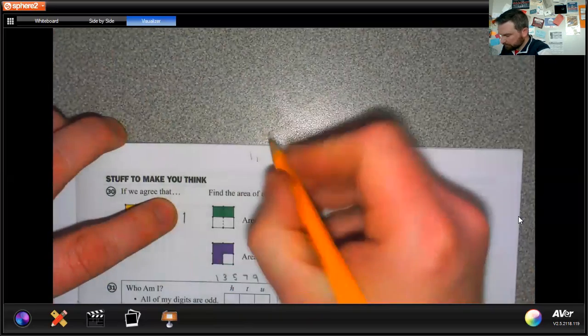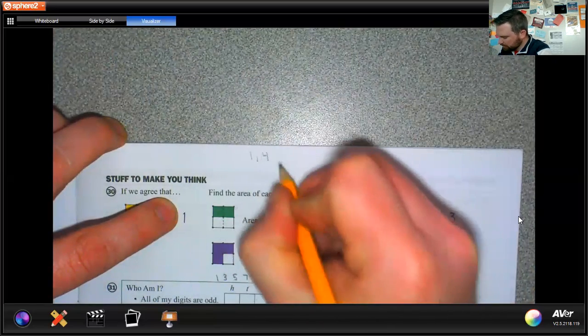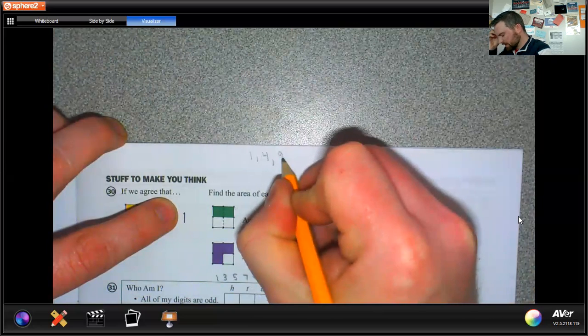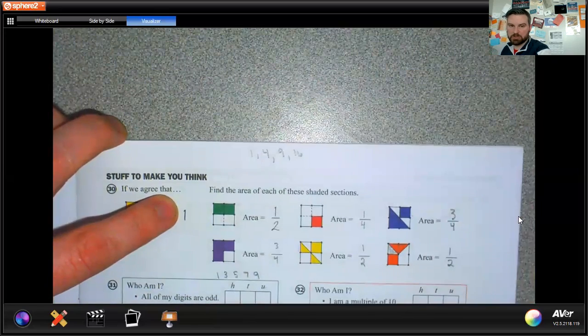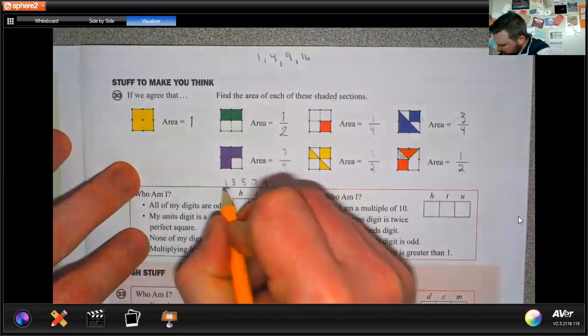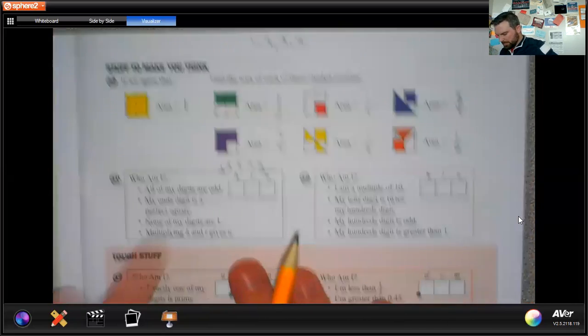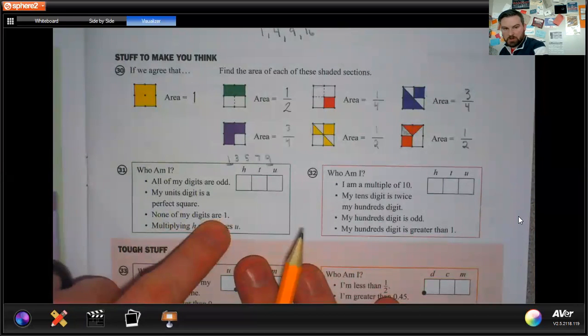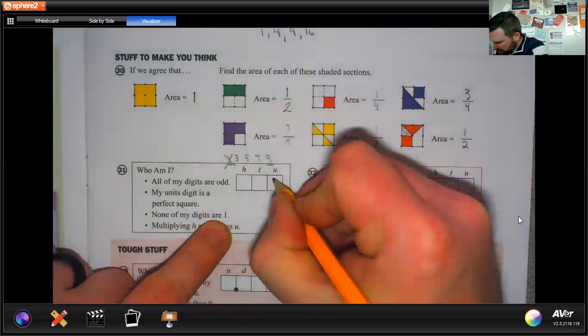1, that's 1 times 1. 4, that's 2 times 2. 9, that's 3 times 3. And then it goes up to 16, which is 4 times 4, and I can't use 16. So my perfect squares are 1 or 9. So this units digit is either a 1 or a 9. None of my digits are a 1. Okay, so I can't use a 1. That means this digit here must be a 9.